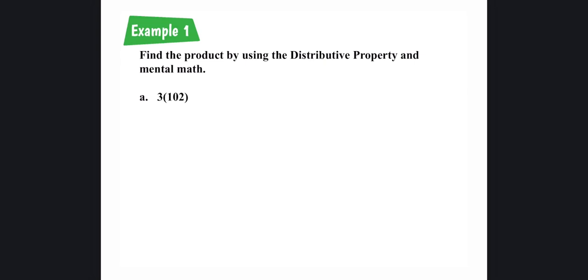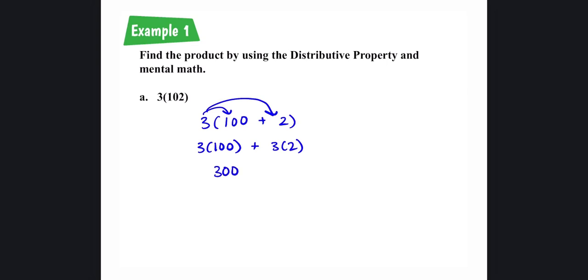For instance, 102 is the same as 100 plus 2, so we can rewrite this expression as 3 times the quantity 100 plus 2. Now the multiplication process is simpler. We will multiply each expression in the parentheses by 3. 3 times 100 and 3 times 2. Notice that we brought down the addition symbol from above. 3 times 100 is 300, and 3 times 2 is 6. 300 plus 6 is 306. So 3 times 102 is equal to 306.